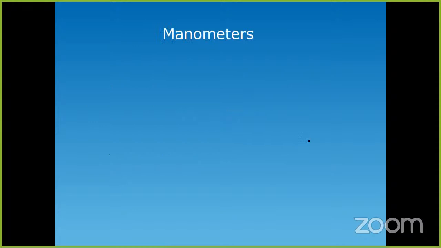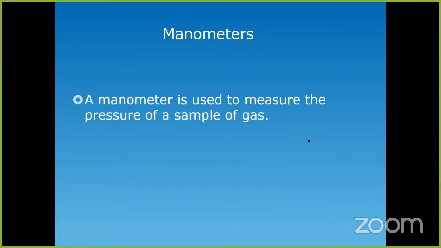Now, another instrument that is used to measure pressure, but this time we're not measuring the atmospheric pressure, we're measuring the pressure of a gas. So let's say you have a gas trapped in a container. You want to determine the pressure of that gas. We call this instrument a manometer.